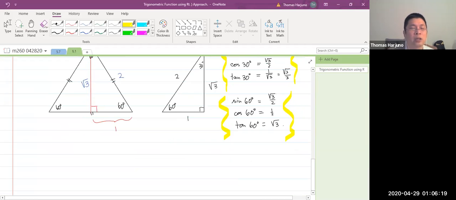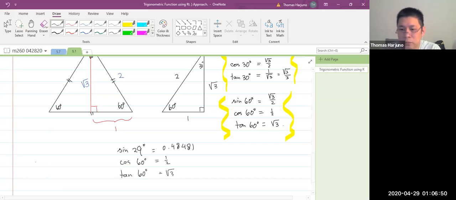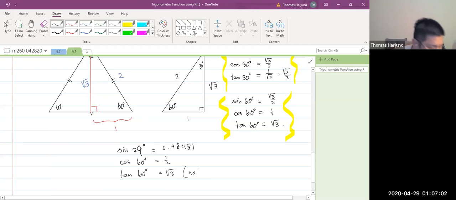In other words, for example, if I ask you what is sine 29 degrees, you will use calculator. Sine 29 degrees is 0.48481. But when I ask you cosine 60 degrees, you give me 1/2. When I ask you how about tangent 60 degrees, you give me radical 3. Okay? You give me radical 3 and not tangent 60 degrees from calculator, which is 1.73205. Okay, because we already developed the exact value for these special angles.